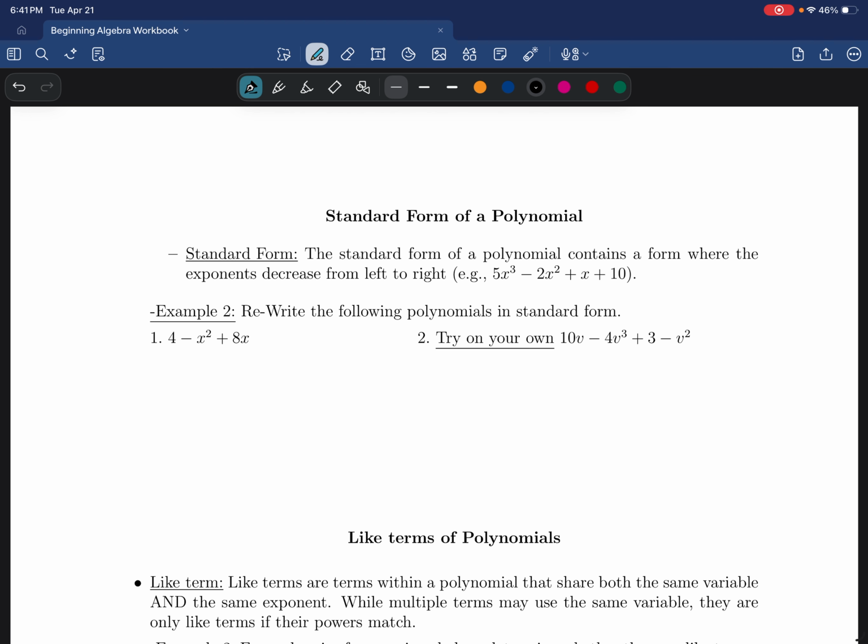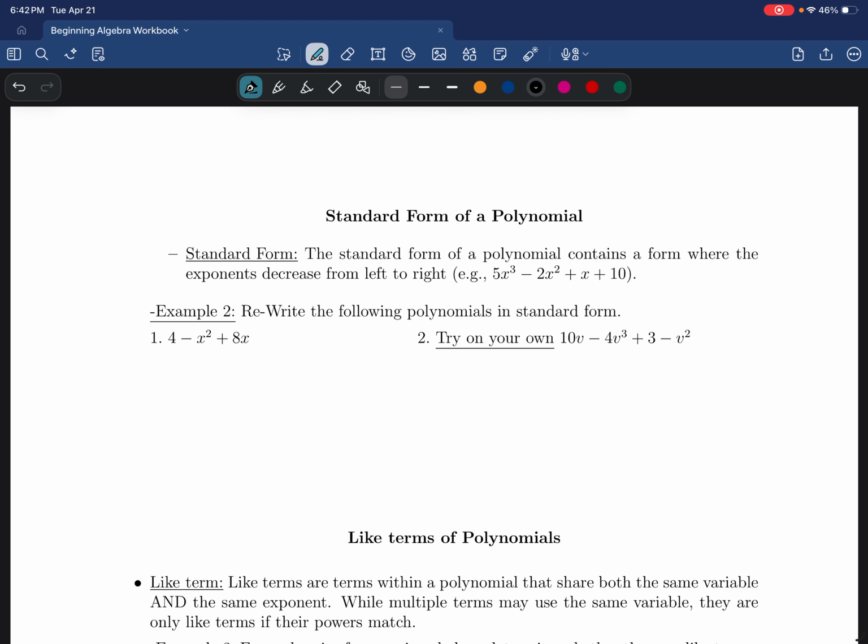Alrighty, so taking a look at standard form. The standard form of a polynomial is just where the exponents decrease from left to right in order. So taking a look at this example here, this polynomial is in standard form. Notice the exponents, they decrease in value from left to right. So it goes from 3 to 2 to, there's the invisible 1 here, so it goes 3, 2, 1, and then there's no more exponents. So that's all standard form of a polynomial is.